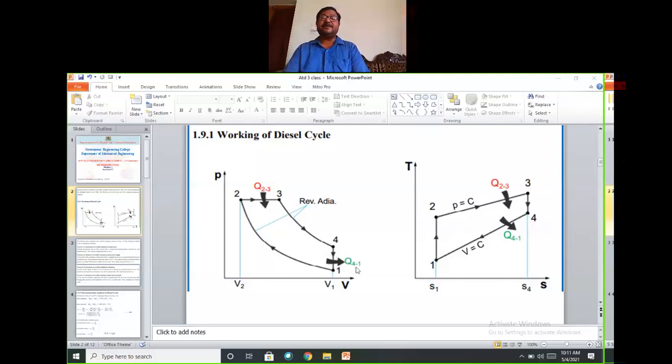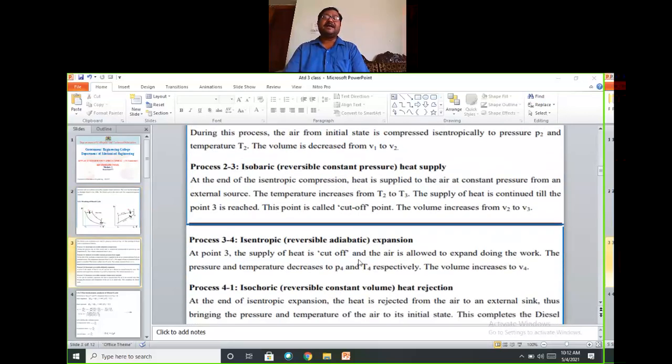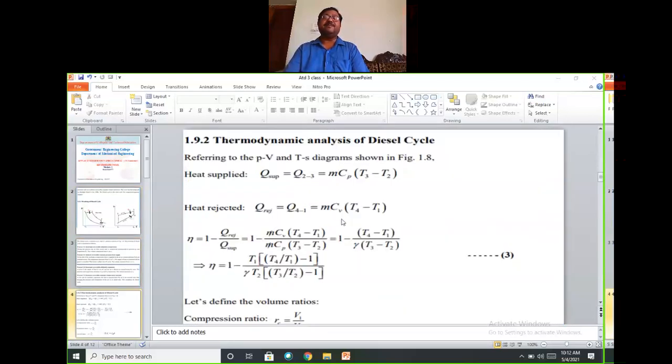Once again, I will highlight this. One thing you should remember: the Cv value of air is the standard value. You should remember this. In the examination, it may or may not be given, because in the derivation you are using only the Cv value. But in the problem also, you have to calculate the heat supply and heat rejection.